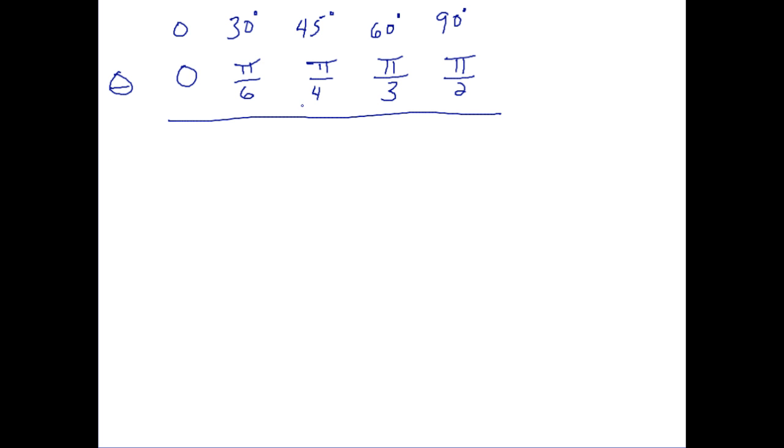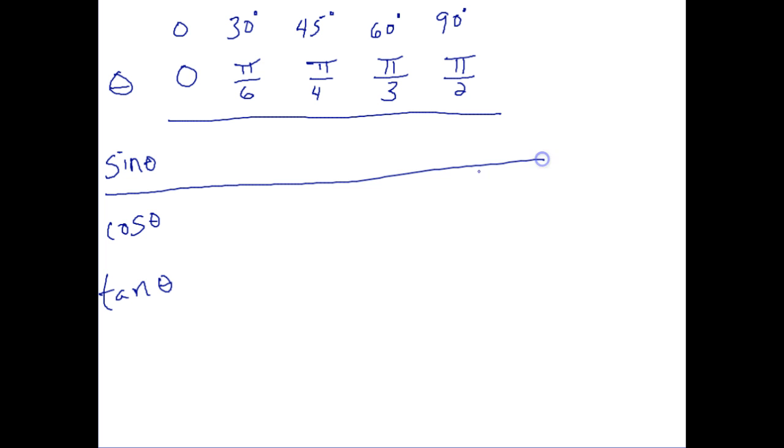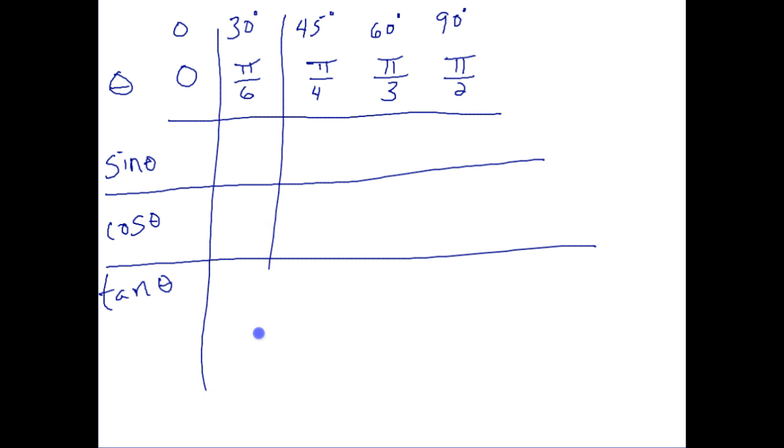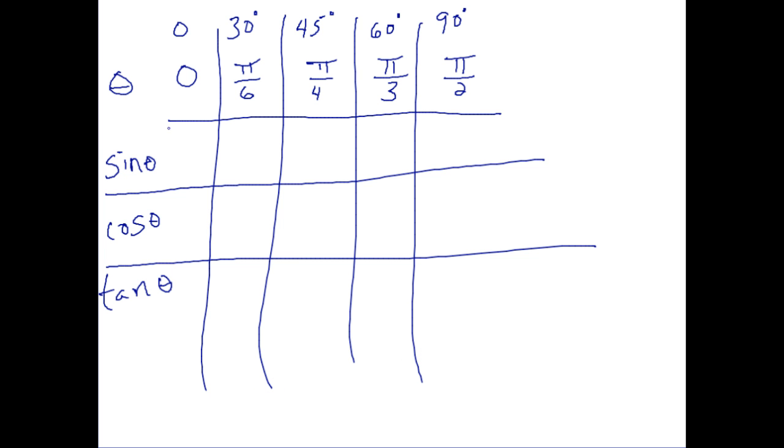Okay, so if we have all these angles here, and we want to look at what is sine, what is cosine, and what is tangent of each of these. Now, you definitely want to write these down, and in fact, you're going to need to commit all of these to memory. Okay, so sine of 0, that's what we're asking here, sine of 0.